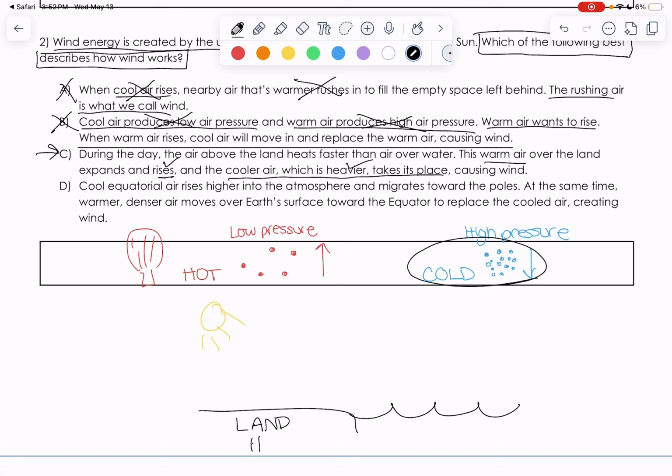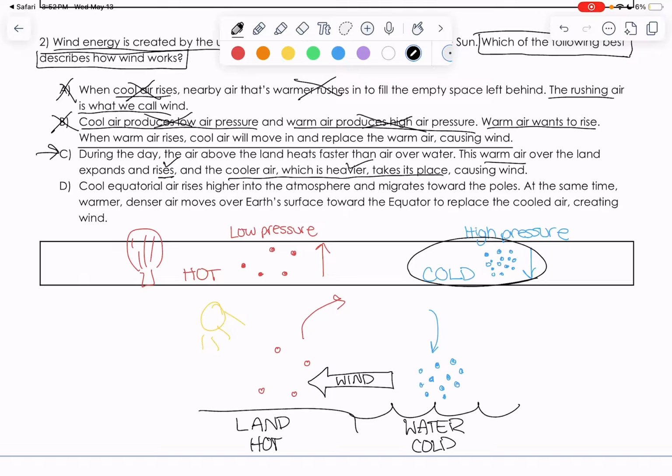So during the day, the land is relatively hot, whereas the water is relatively cold. So if the land is hot, it's got low pressure air, hot air that's rising. And over the water, there is relatively cold air that is heavy and sinking. And so it's going to create this convection current when it moves from high to low pressure. Remember, when it goes from high pressure to low pressure is the wind. So C is a good answer.